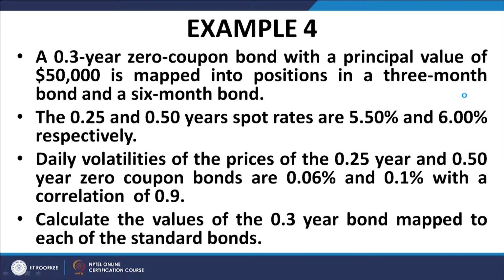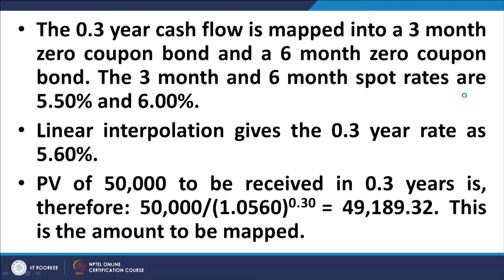These are the rates applicable to 3 month bonds and 6 month 0 coupon bonds. Daily volatilities of the 3 month and 6 month 0 coupon bonds are 0.06% and 0.1% with a correlation of 0.9. We are to do the cash flow mapping. Now, because it is a 0.3 year cash flow, only one cash flow is going to take place, and that cash flow is going to be of $50,000 and it is going to take place at 0.3 years. Therefore, it is going to be mapped into the 3 month bond and the 6 month bond.